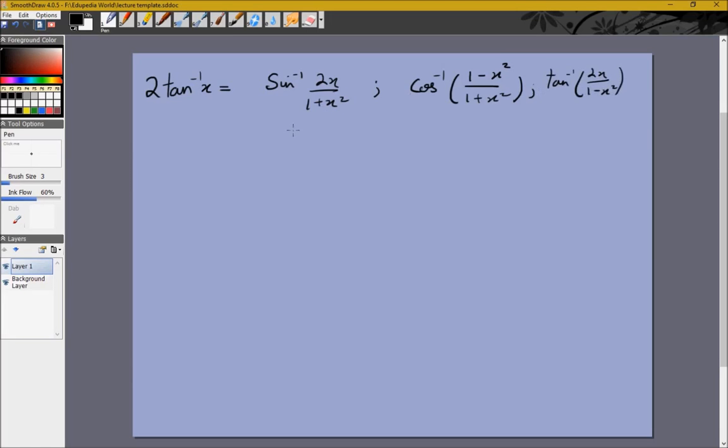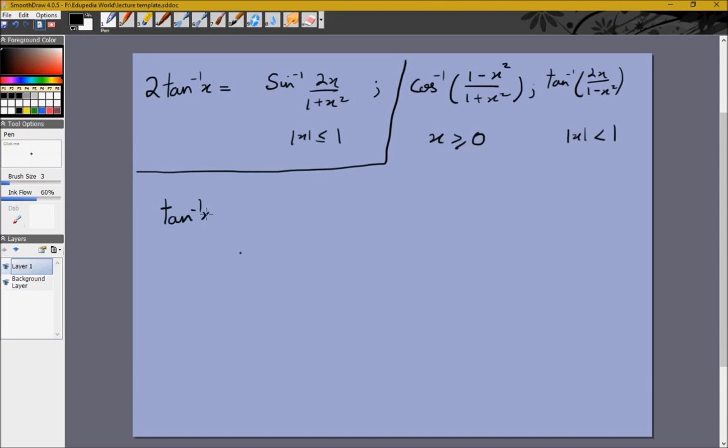The first one is valid when mod x is less than or equal to 1. The second one is valid when x is greater than or equal to 0. And the third one is valid when mod x is less than 1. Right. So I'll try to prove the first one. You can do the second and third, and you have to be careful in this case about the ranges. So you just proceed in the standard way.